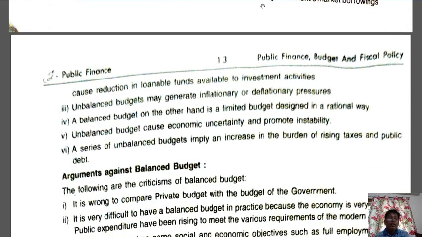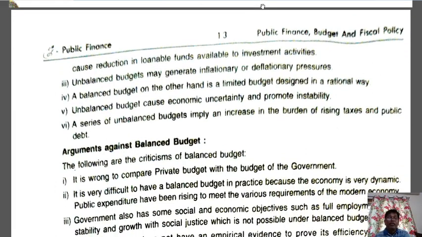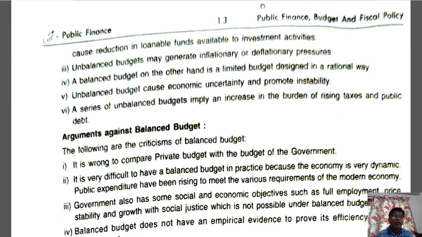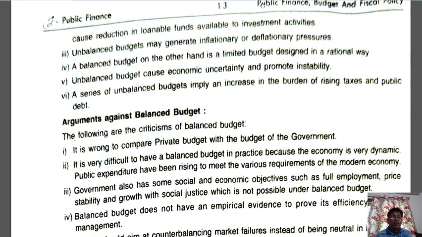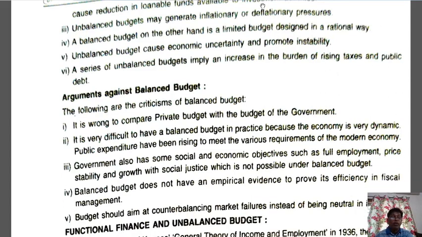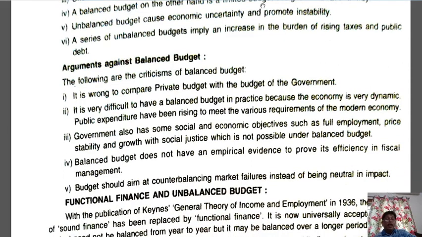The unbalanced budget causes a reduction in the local funds available for this activity. It may generate inflationary or deflationary pressure. It also causes economic uncertainty and promotes instability. And last, a series of unbalanced budgets implies an increase in the burden of rising taxes or public debt. And in the argument against the balanced budget, this is the main point.